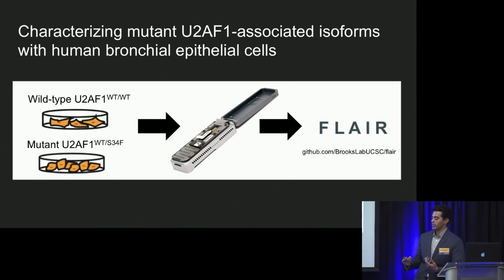We have a wild type copy, which has the normal versions of this U2AF1 gene. And then we have a mutant isolate, which has one copy of a mutant U2AF1. And so what we do is we just grow up these cells, we harvest their RNA, sequence them on the MinION, and then analyze the data using an algorithm that we've developed called FLAIR.